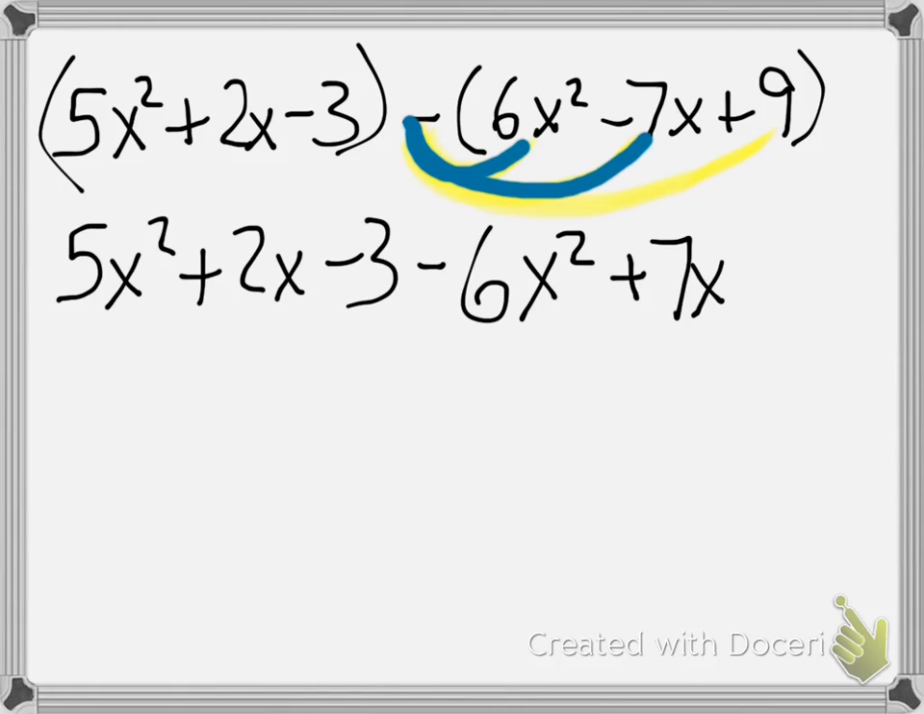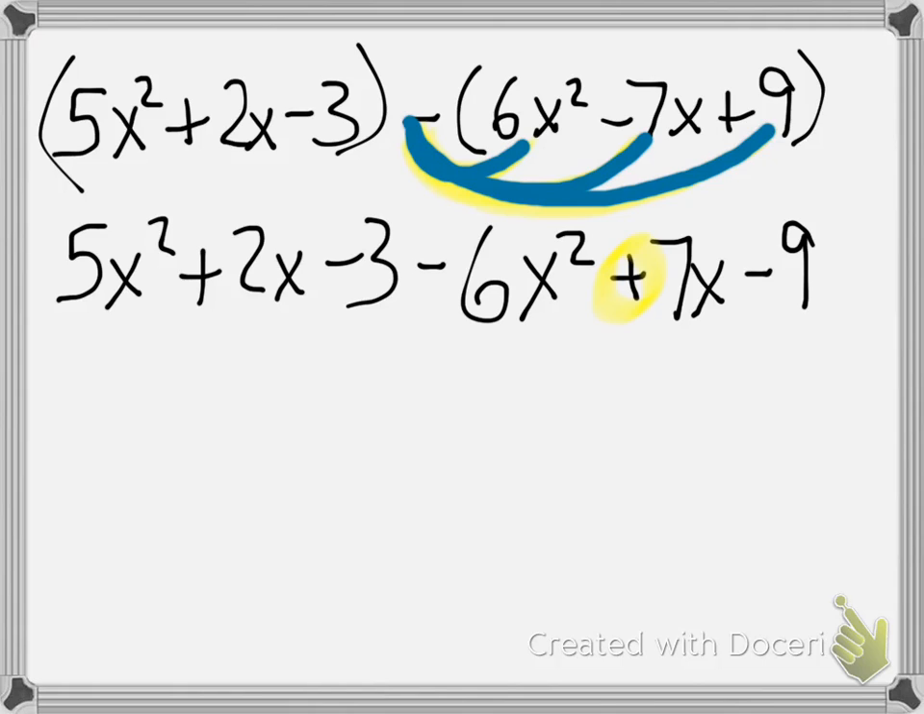So taking away a negative is the same as adding it. Might have to think back to those days of the previous math classes. And then the last one is minus, taking away a 9, so it's minus 9. So again, this part right here was the trickiest part. You have to really be careful when you're subtracting polynomials that you're distributing that negative sign.